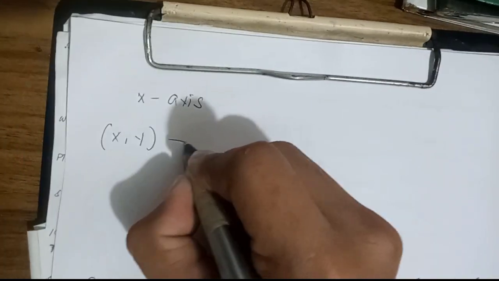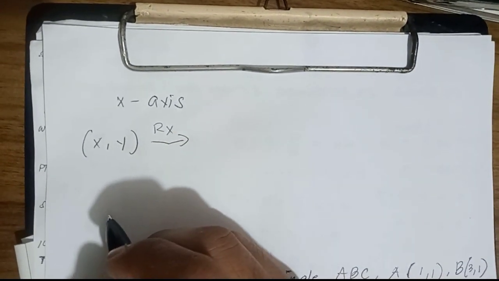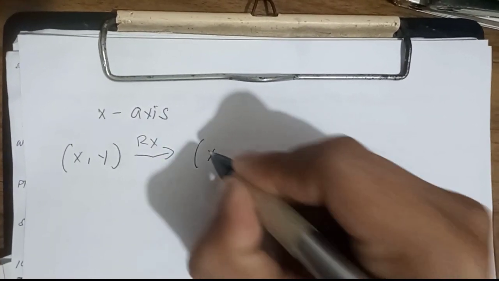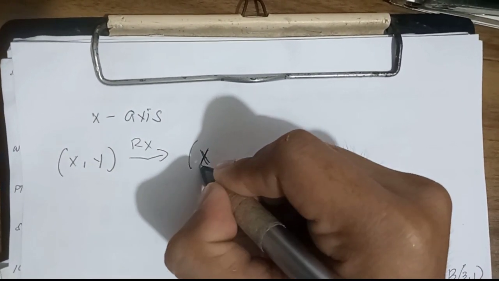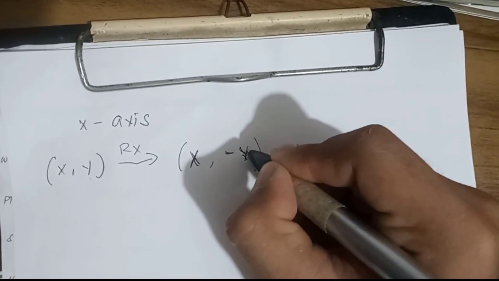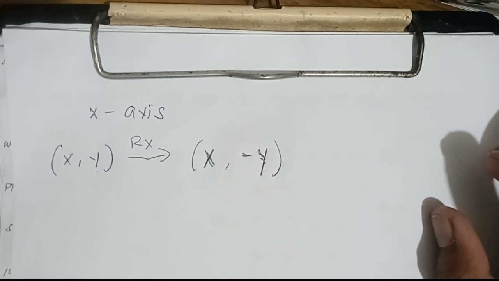Let's say you have a point (x, y) and you want to reflect that point over the x-axis. So the x value will stay the same, but the y value will change. This is the x value, and the y value will change. So this is going to be negative y. We can illustrate this with a graph.